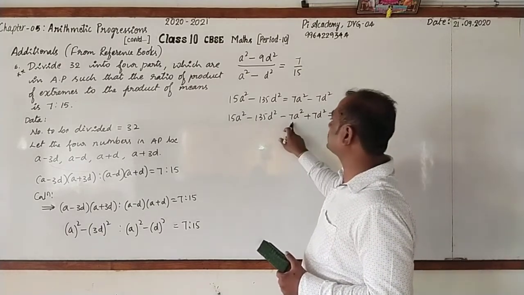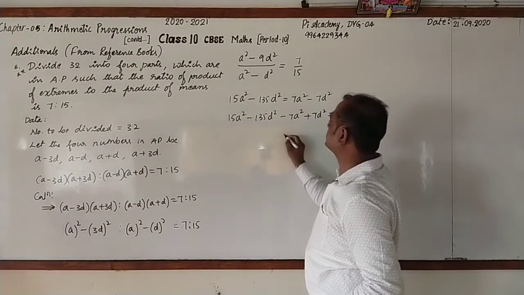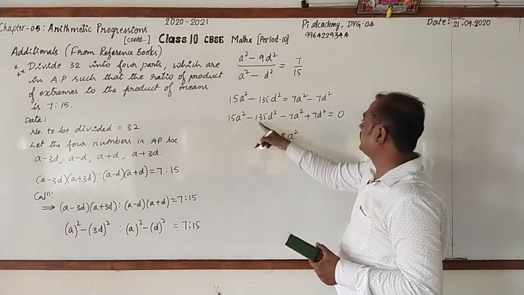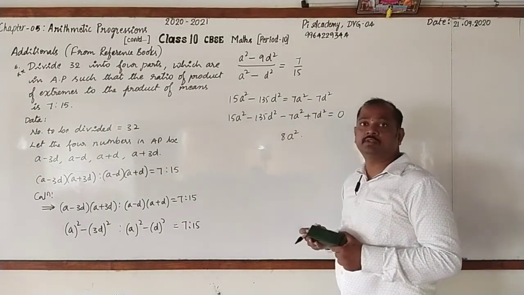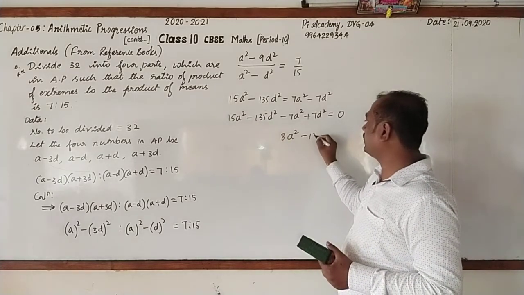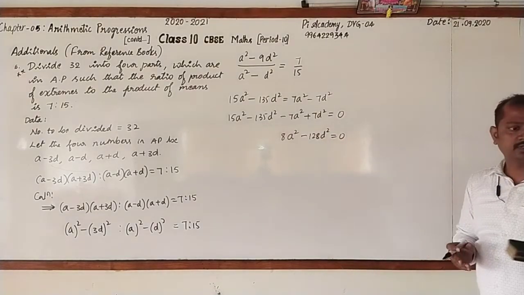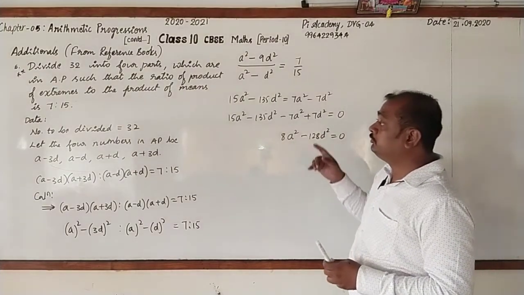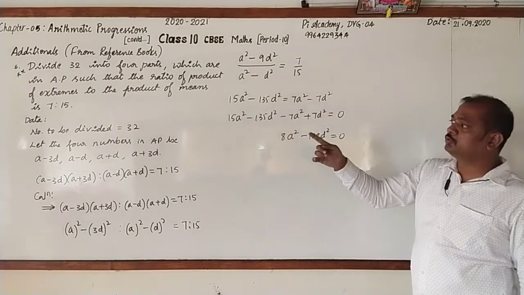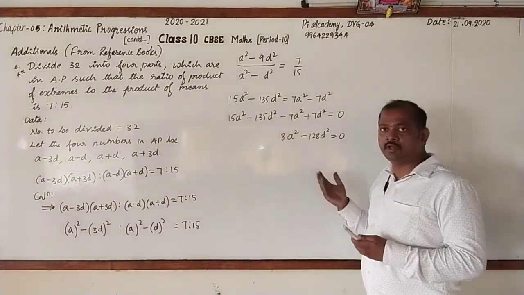Then 15a² minus 7a² is 15 minus 7, this is 8a², plus 7d² minus 135d². Minus 135 plus 7 is minus 128d², which is equal to 0. Okay. Dear students, you may observe that we are going to find out the 4 terms. If you want to find out the terms, you must know the values of a as well as d. Here we have not got any of these two.